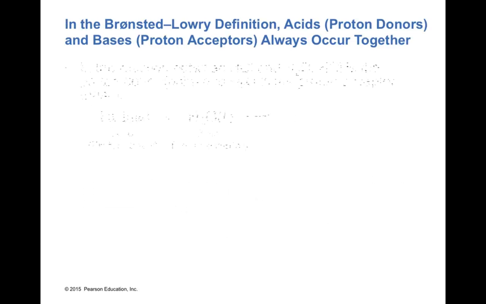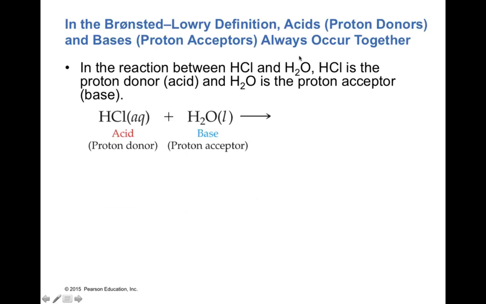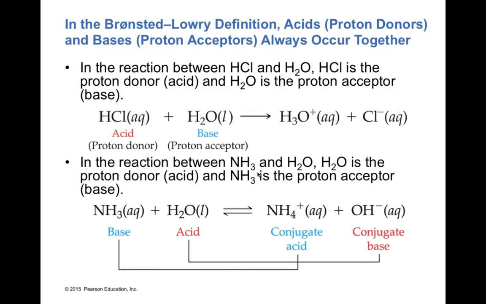So in the reaction between HCl and water, the hydrochloric acid is the proton donor and the water is the proton acceptor. So here the acid is going to give its proton to the base, that is water, and will produce the H3O+ plus the chloride ion.